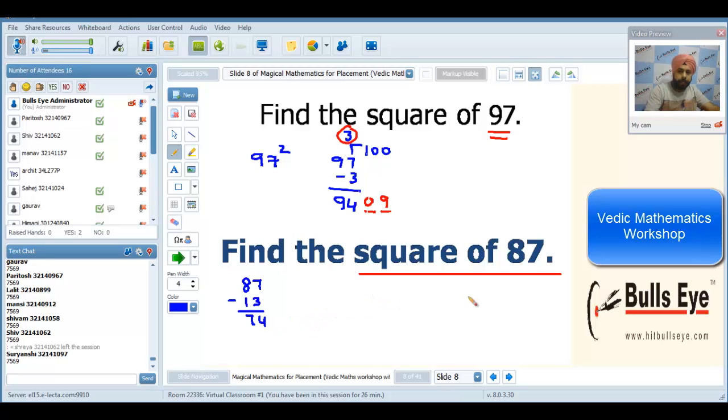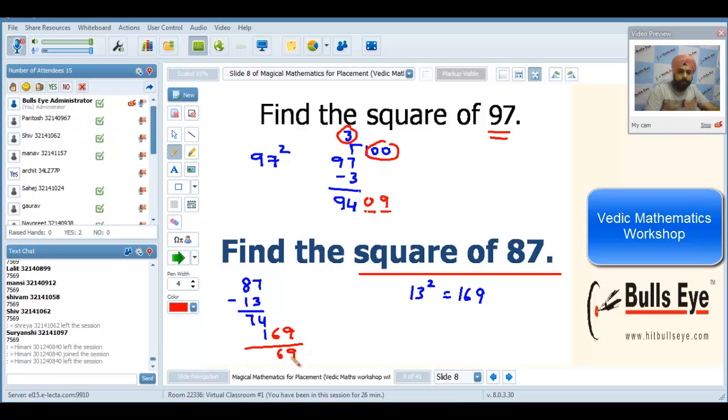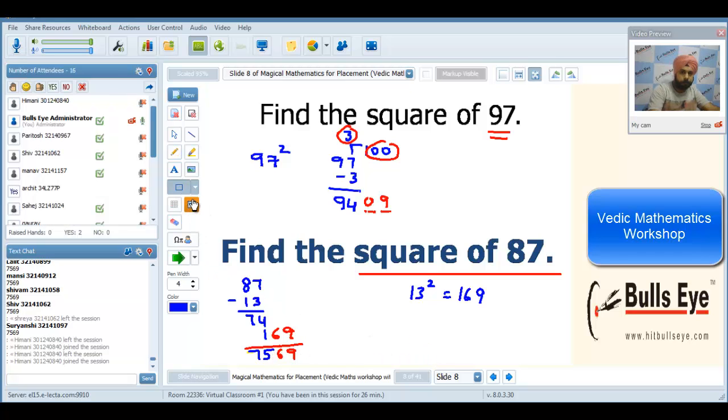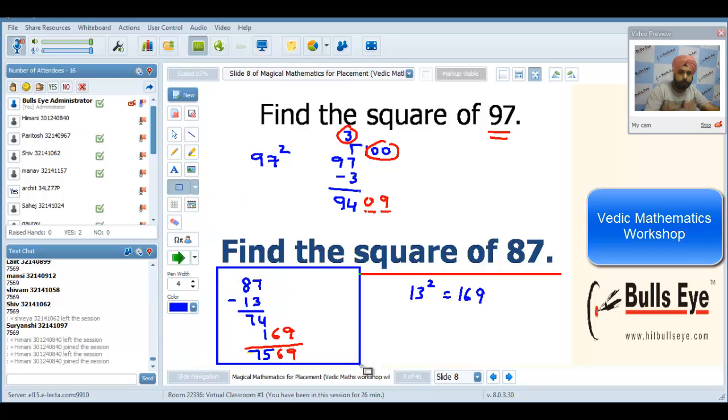Now students, just be careful this time that the difference of 13 has a square of 169, which contains 3 digits, whereas the digits on the right hand side should always be equal to the number of zeros in your base. So the one extra, the third digit or the 100 digit, will be carried and added in the left hand side to generate the answer as 7569. So is that all right, students?